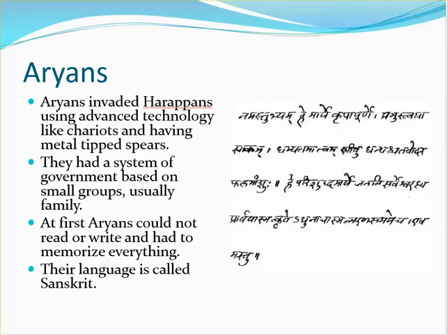So Aryans invaded the Harappans using advanced technology. So the Harappans are in decline. They're a lot smaller than they used to be due to some unforeseeable sad event, probably earthquakes, fire, flood, damage, who knows, right? But they are in decline. So when the Aryans come in, they invade. They have advanced technology such as chariots. They also have metal-tipped spears. So they have an advantage over their enemy.